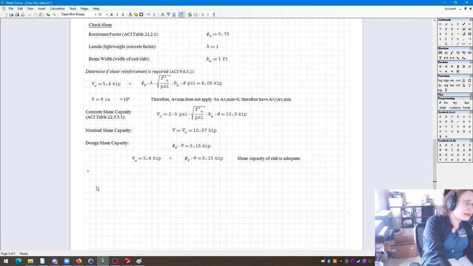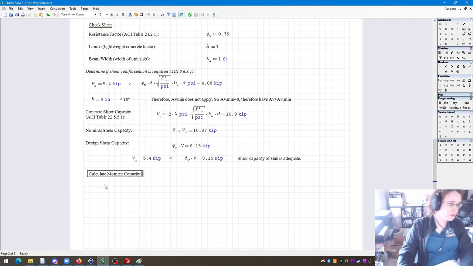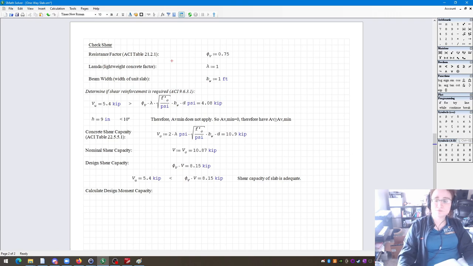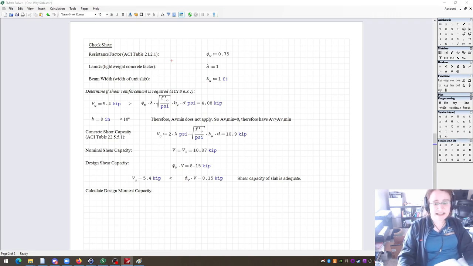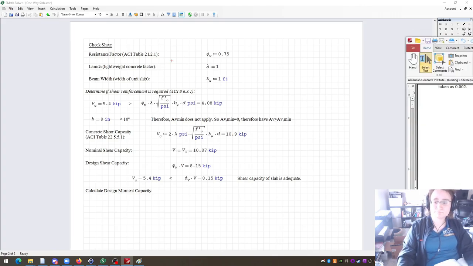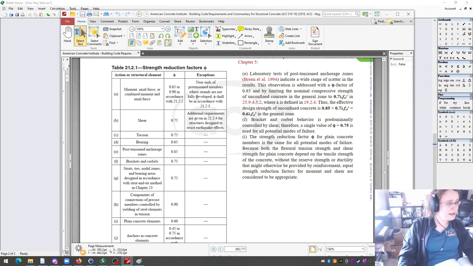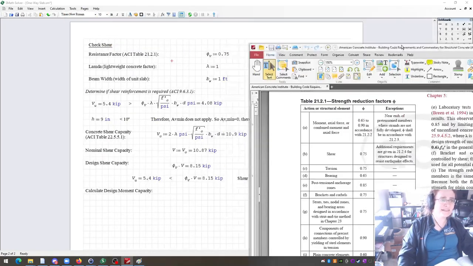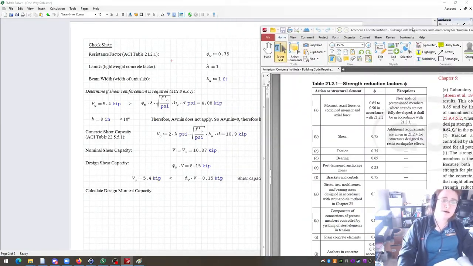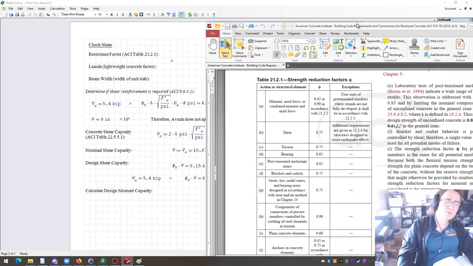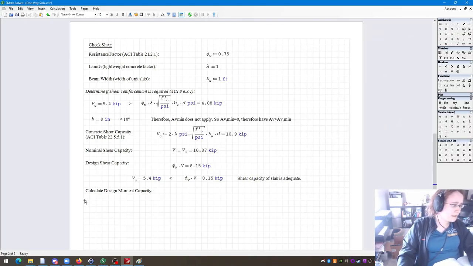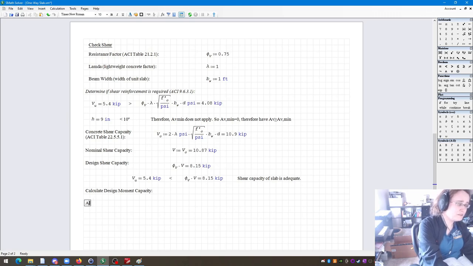Now, I want to calculate moment capacity. And this is the design moment capacity of, again, our 1 foot wide section. Now, let's go back and look at phi values again, and that is ACI table 21.2.1, moment and axial force. Depending on our epsilon, we'll have a phi value, so we can't necessarily get that immediately, like we did with our shear resistance factor. Okay, so assuming that the steel yields, let's go back and review a bit of beam theory.